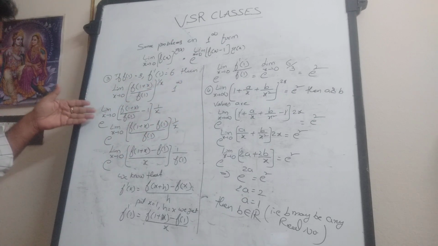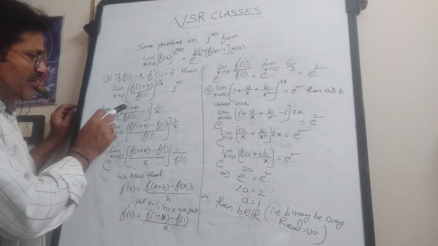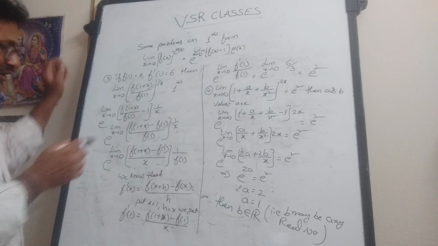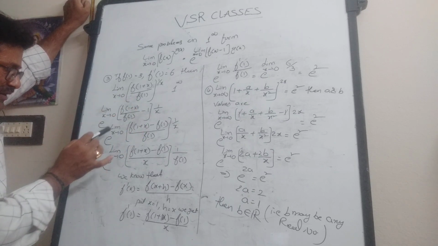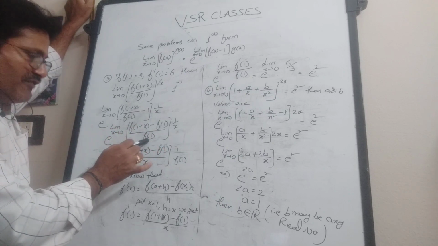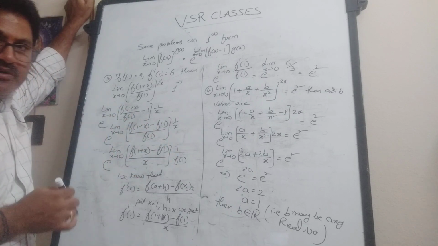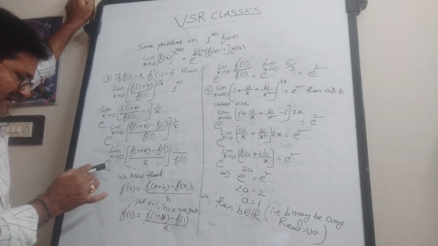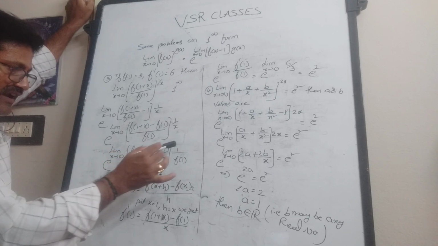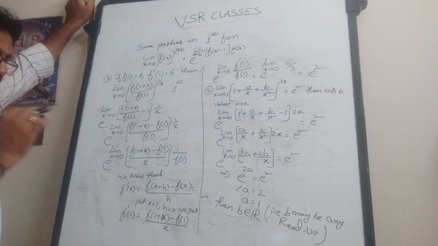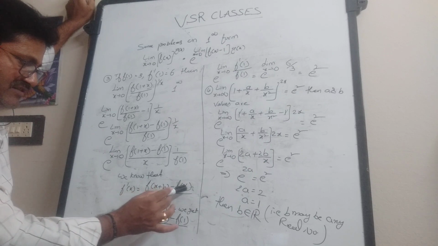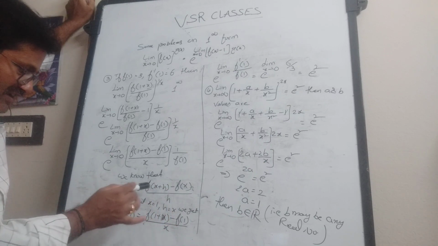Then e power limit x tends to 0 of (f of 1 plus x upon f of 1 minus 1) into 1 by x. Now take the LCM as f of 1: e power limit x tends to 0 of (f of 1 plus x minus f of 1) by f of 1, into 1 by x. Now I can write e power limit x tends to 0 of (f of 1 plus x minus f of 1) by x, and 1 by f of 1 aside. Because we know that f dash of x is, by definition, the limit of f of x plus h minus f of x by h, the derivative.